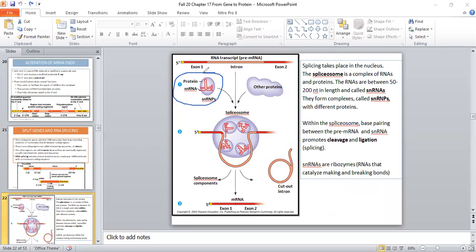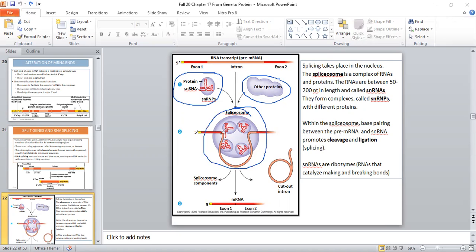Okay. And then what happens? There is one protein, the small nuclear ribonucleoprotein, snRNP. SN means small nuclear, and RNP is ribonucleic protein. RNA is ribonucleic acid. So this is a ribonucleic protein. Correct? Yes.